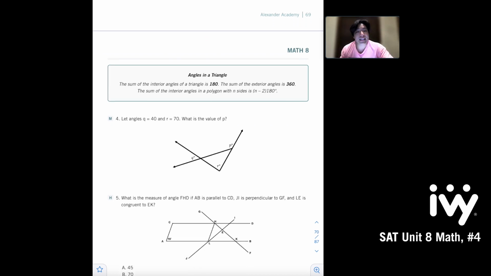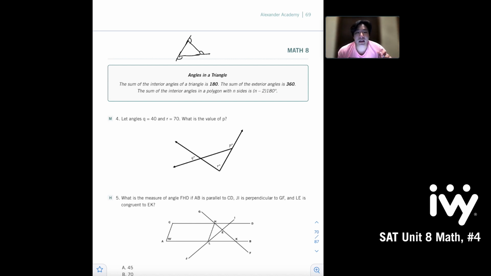Okay, next we're looking at angles in a triangle. The sum of the interior angles of a triangle is 180 degrees, and the sum of the exterior angles is 360 degrees. What they mean by exterior angles is, if you have a triangle like this, your exterior angles are going to be this one, and this one. Those are your exterior angles that sum to 360 degrees.